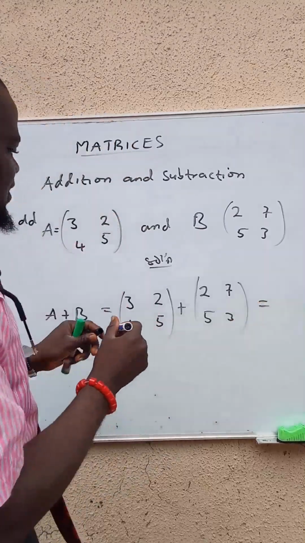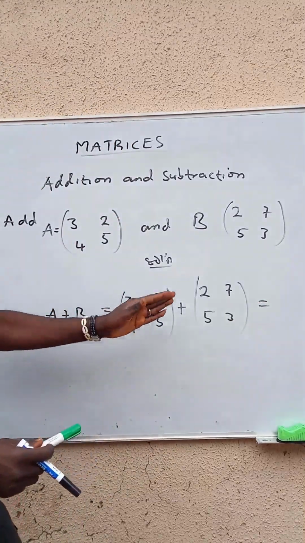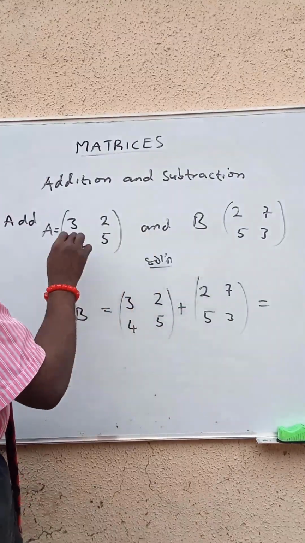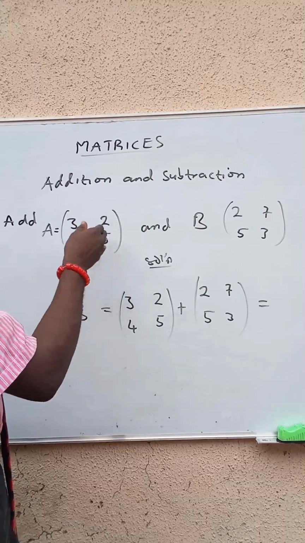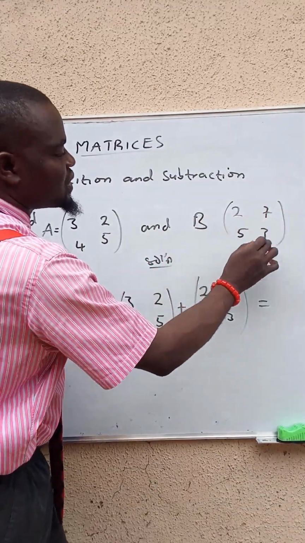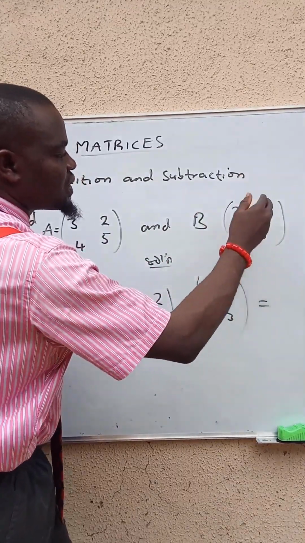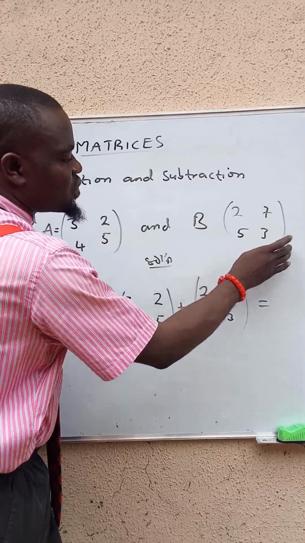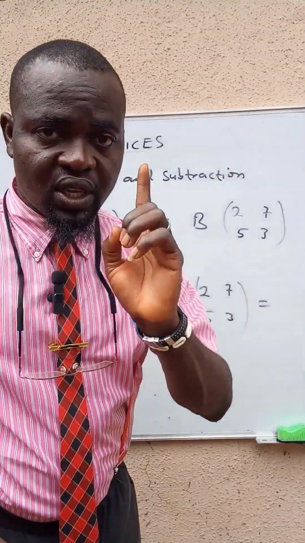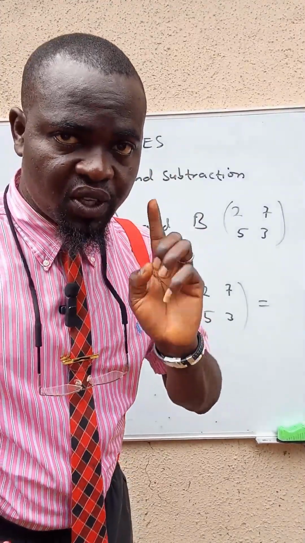So if I have it in this form, what I'll do, I'll check the order. I have 2 rows and 2 columns. So this is 2 by 2. In the second one too, I have 2 rows and 2 columns. So this is also 2 by 2. So the addition is possible. You must take note of this. The addition is possible.